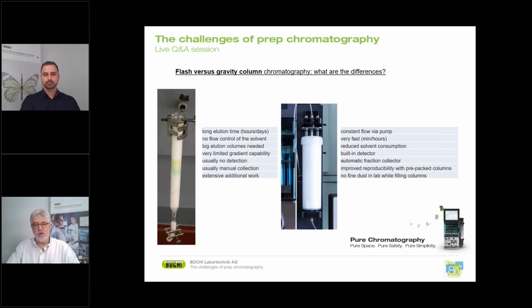Usually when people use open columns, there is no detector and no fraction collector. So a lot of negative points. When looking at a cartridge type, I think we can flip it over completely and go over the same points, but then on the positive side.